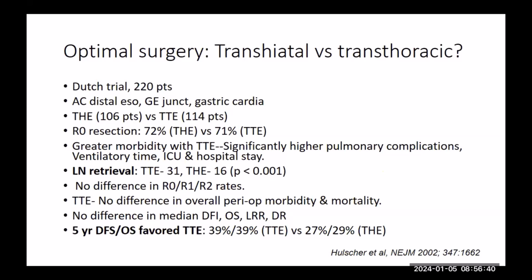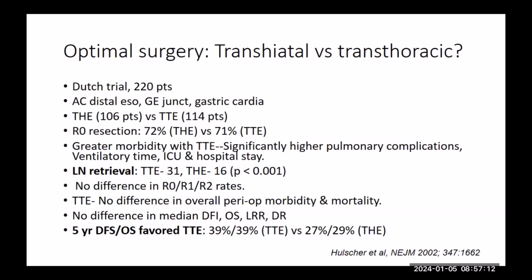There was a Dutch randomized controlled trial, which included 220 patients with adenocarcinoma of the distal esophagus, GE junction, and gastric cardia. They randomized them. R0 resection was similar. There was no difference in resection rate, no difference in overall perioperative morbidity or mortality rate, and no difference in median DFS, OS, or local regional rate.